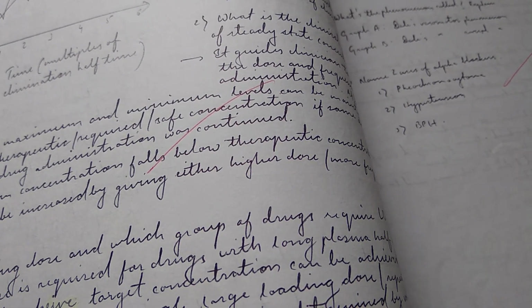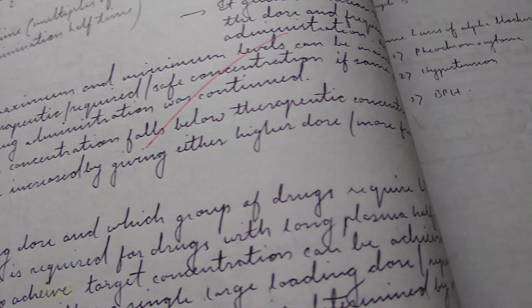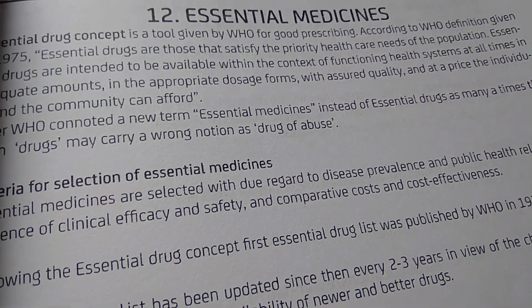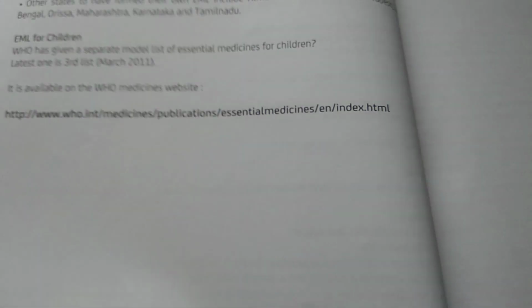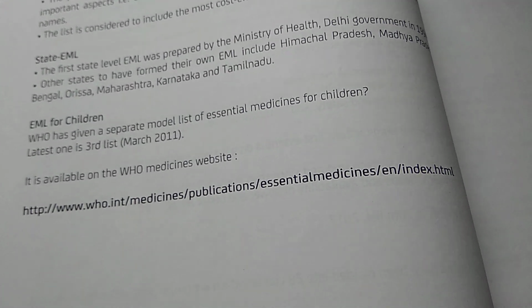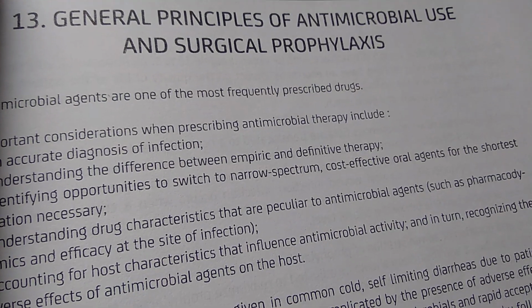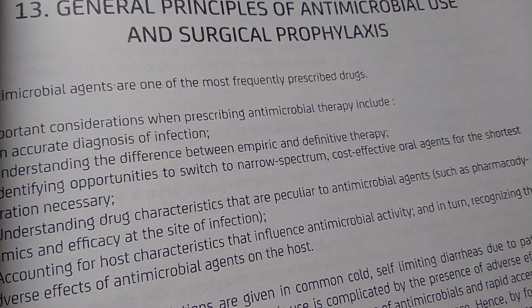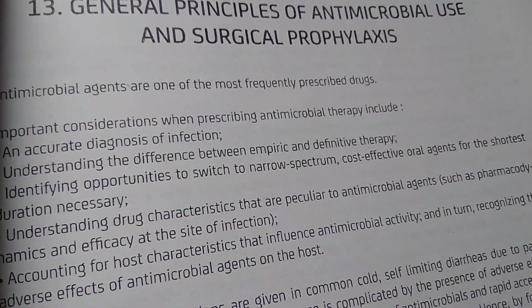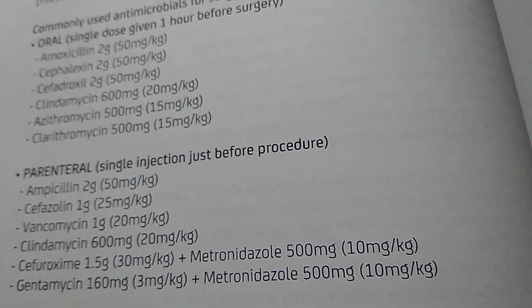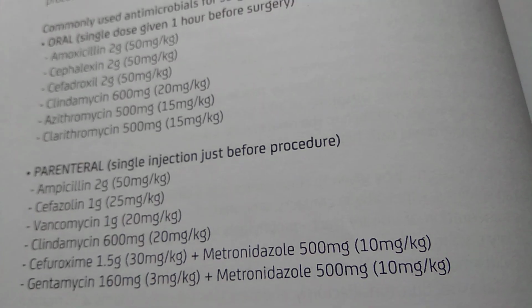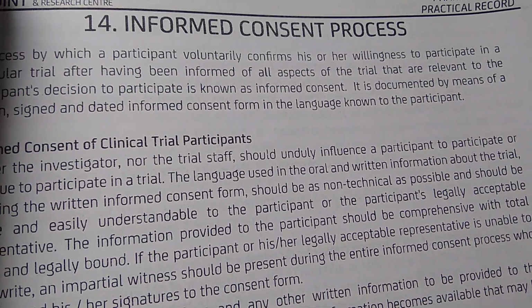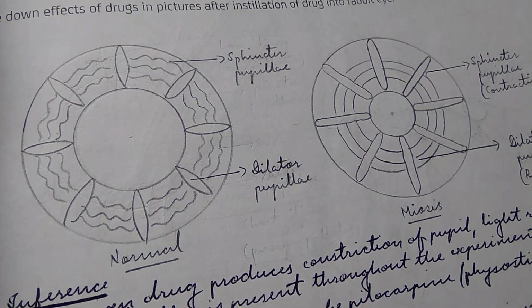Let's move on to the next chapter here. Have I stuck some sheets? Essential medicines, guys. So the basic things that you should have in a particular country, district, state, or a hospital or a PHC. Antimicrobial use and surgical prophylaxis. So basically, before a surgery, you want to give antibiotics to prevent infection, isn't it? So these are the commonly used antimicrobials: amoxicillin, ampicillin, etc. How to take consent, guys. Informed consent process. This is experimental pharmacology.